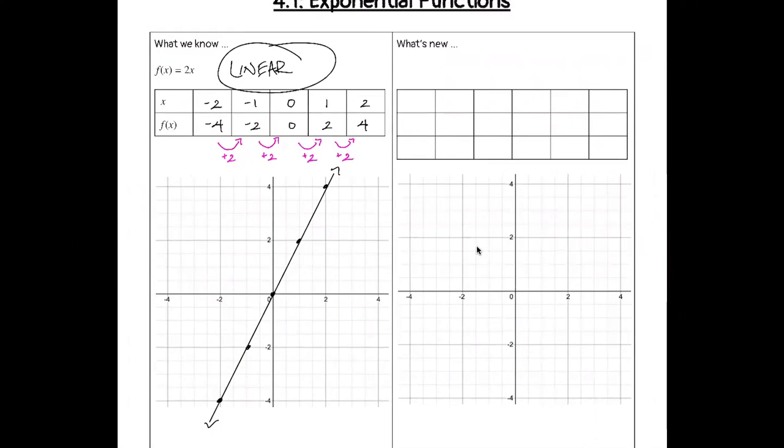Tell me a little bit about this function. Does it have a positive slope or a negative slope? Positive. It has a positive slope. And then what is the y-intercept? Yeah, the y-intercept is at 0, right? Okay. So that's our basic linear function.